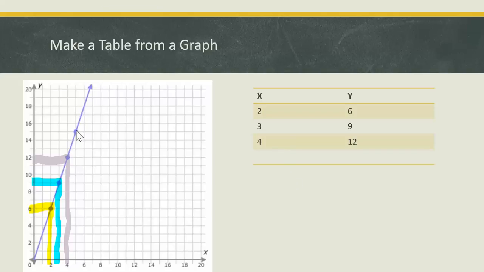And finally, our last dot. See if you can visualize it without drawing the line. Okay, that's over 5, or I could count 1, 2, 3, 4, 5. And then how far up? 1, 2, 3, 4, 5, 6, 7, 8, 9, 10, 11, 12, 13, 14, 15. 5, 15.